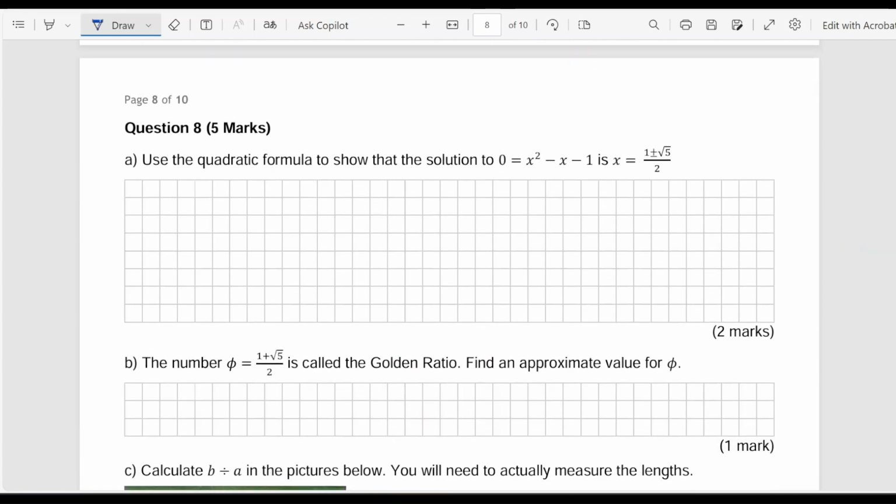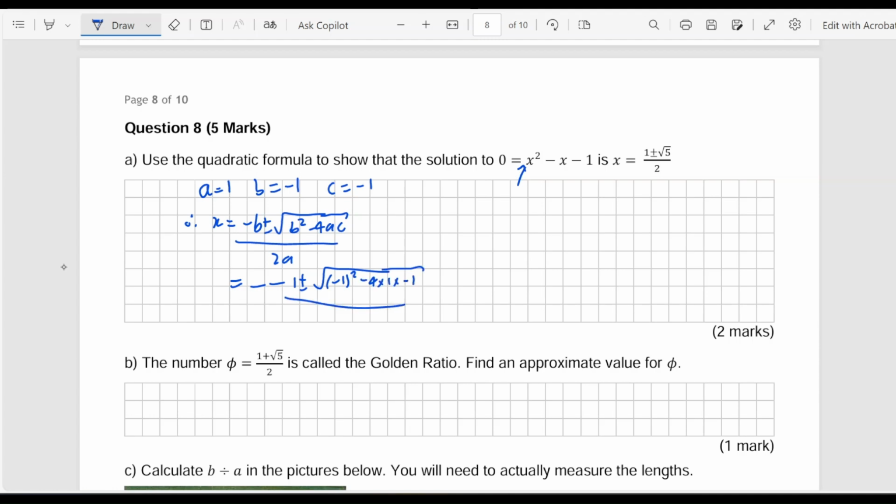All right, use the quadratic formula to do this. So A is 1 in this case, that's the coefficient there. B is -1, C is -1. X is minus B plus or minus the square root of B squared take 4AC, over 2A. So that's going to be -1 plus or minus the square root of -1 squared take 4 times 1 times -1, all over 2 times 1.